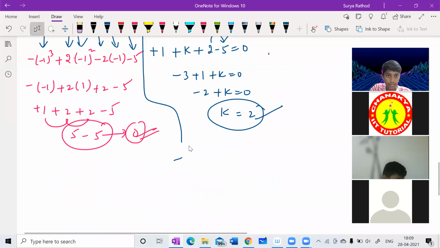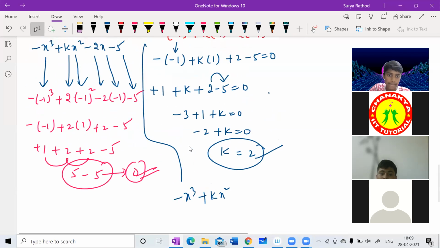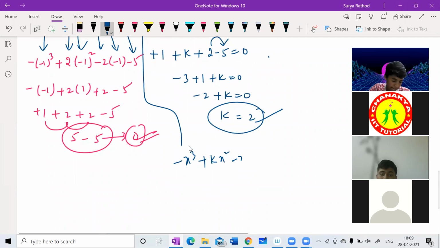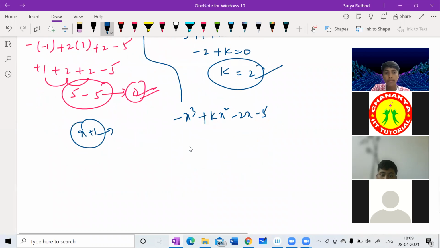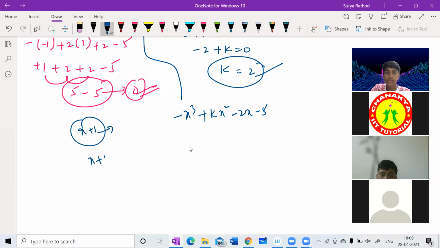So what is the expression? Minus x cube plus kx square minus 2x minus 5, and x plus 1 is a factor, right? So what am I supposed to take now? X is equal to minus 1. X is equal to minus 1.